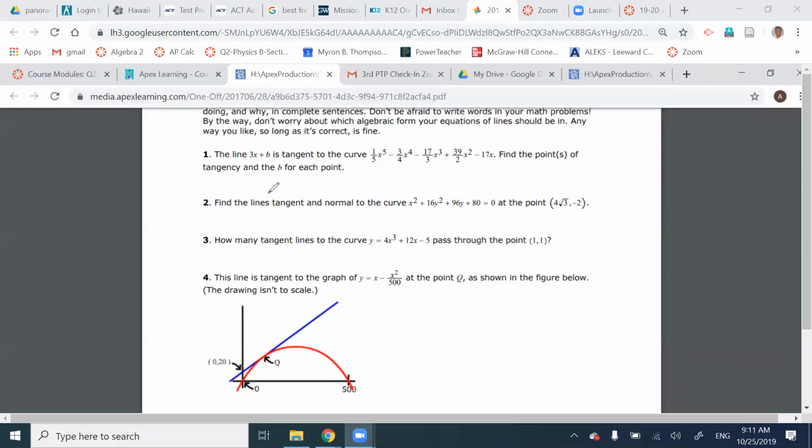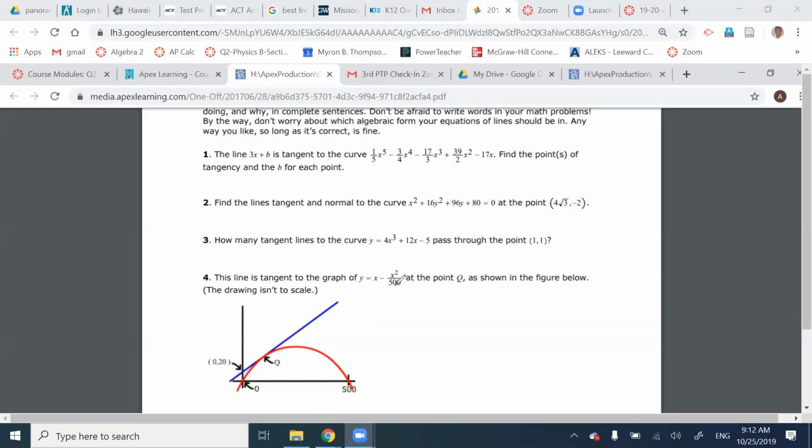Okay, the line 3x plus b is a tangent to the curve of this, right? So this is the function, f(x) is that. Find the points of tangency and the b for each point. Is it find the points of tangency?